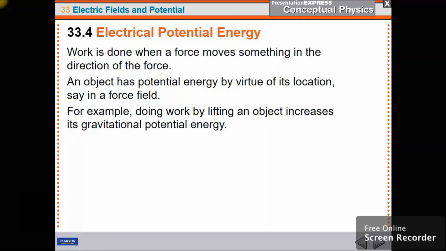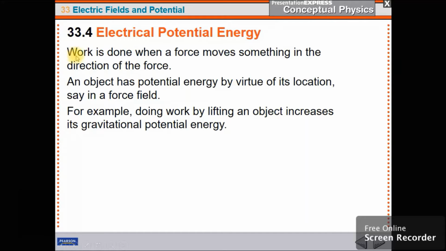You remember work. Work is when you have a force that's applied over a distance. And you remember a force from Newton's second law is a mass times acceleration. So you need a force to put something in motion. And then while that force is acting over a distance, work is being done. And work is energy. Okay, so there's the basics.